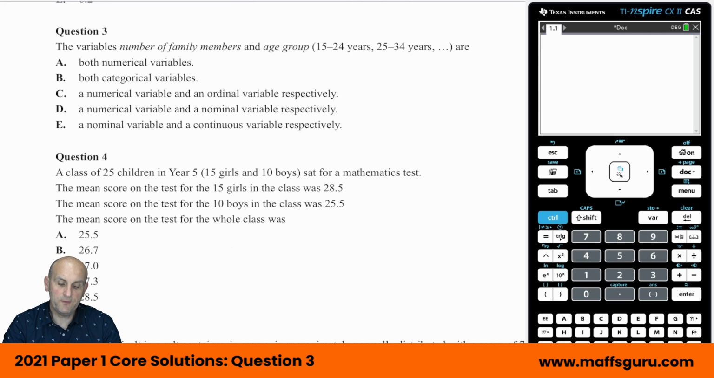Question number 3, the variable is number of family members. Now, whenever I see these type of questions, I always note this is most definitely numerical, and it's going to be discrete because you can't have a decimal number of people. Age group is actually going to be categorical because we've got them in categories, and ordinal because there is a sense of order. So they are a numerical and an ordinal variable respectively. Question 3 is C.